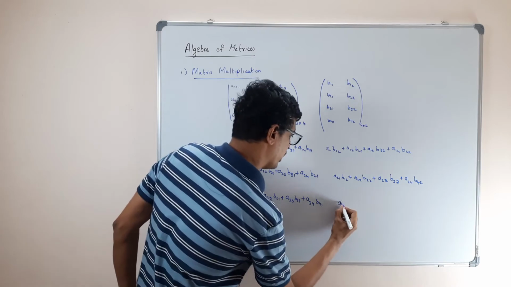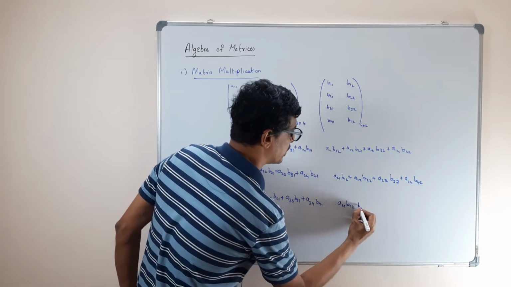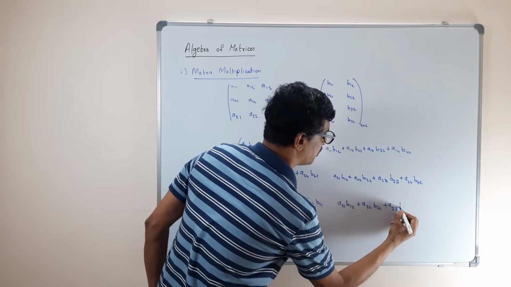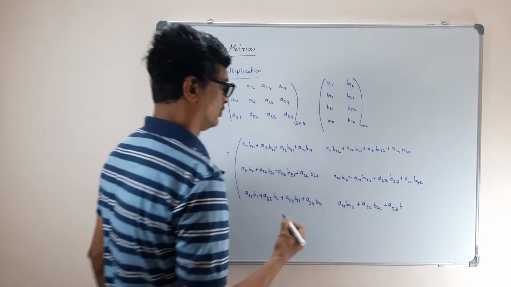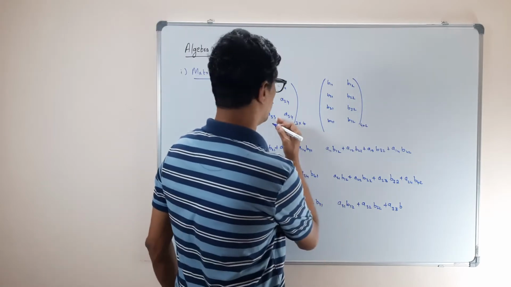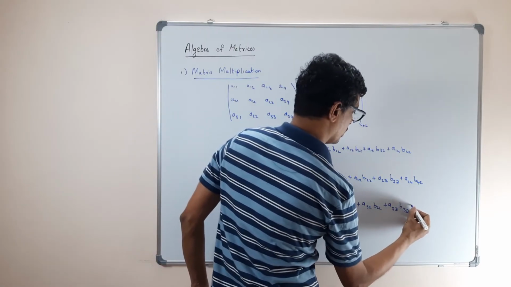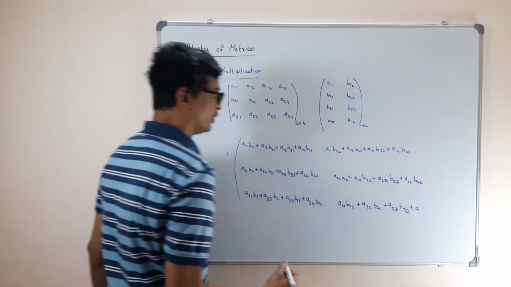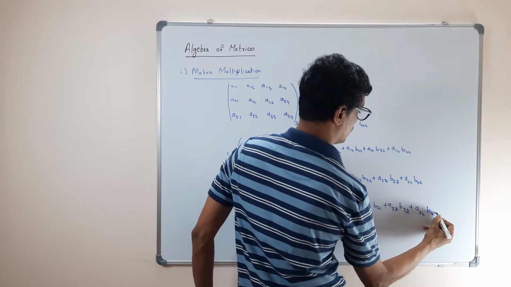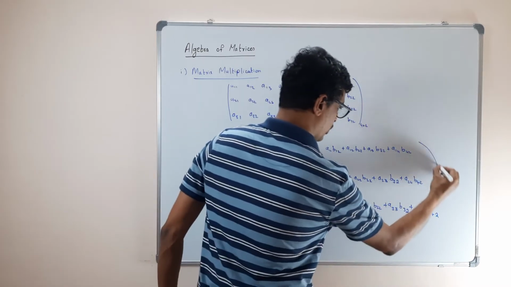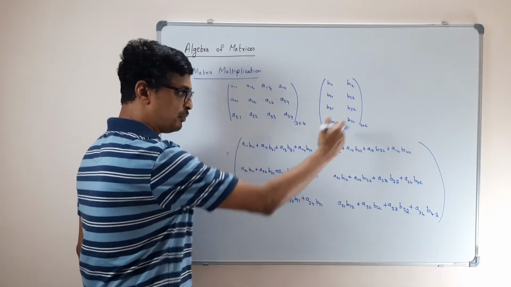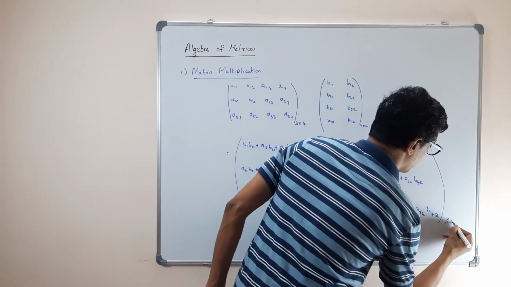A31 B12 plus A32 B22, plus A33 B32, plus A34 B42. That's it, right? Now can you tell me what is the order of this matrix? 1, 2, 3. 3 rows. How many columns? 2 columns. So this becomes 3 into 2.